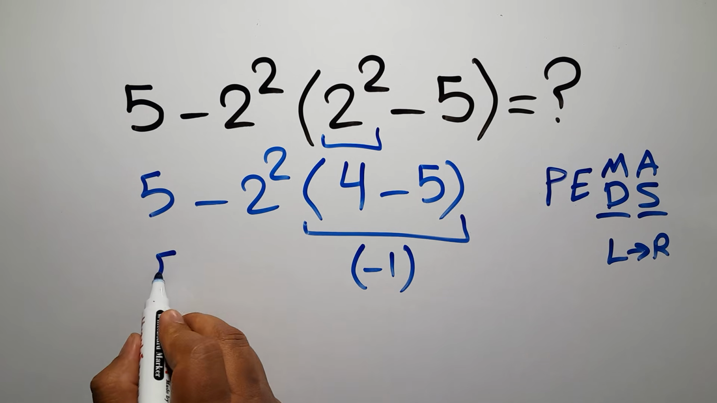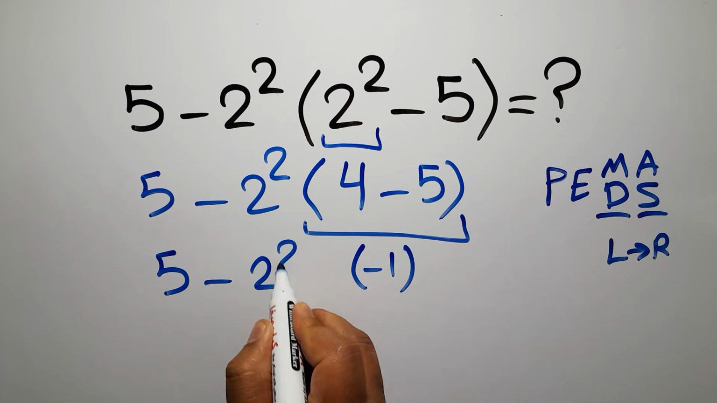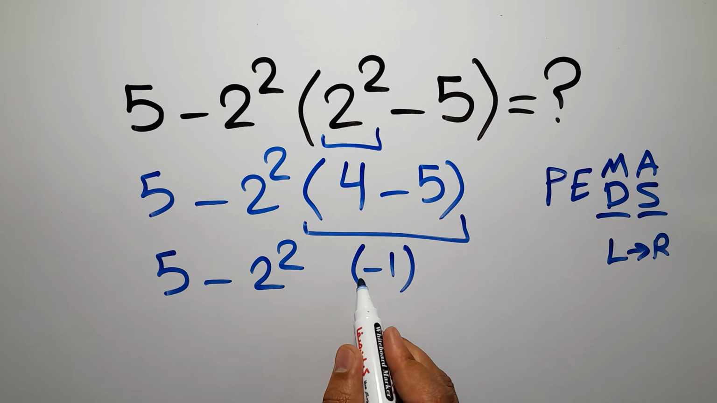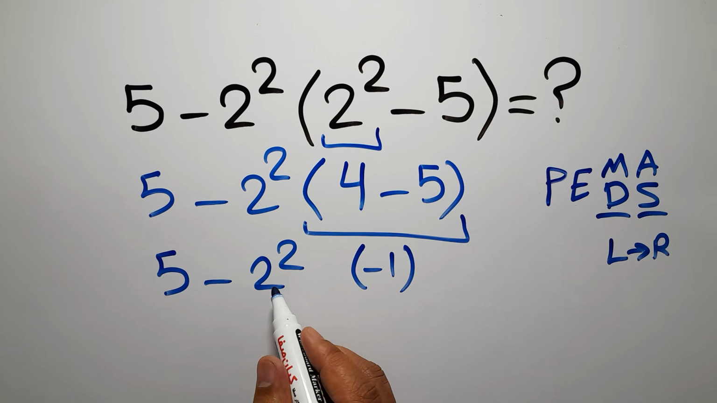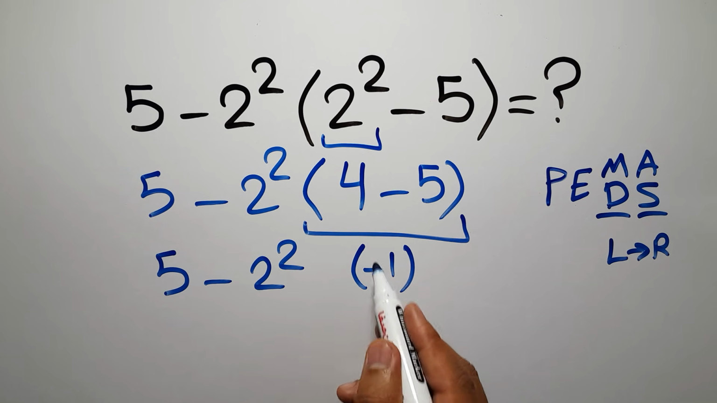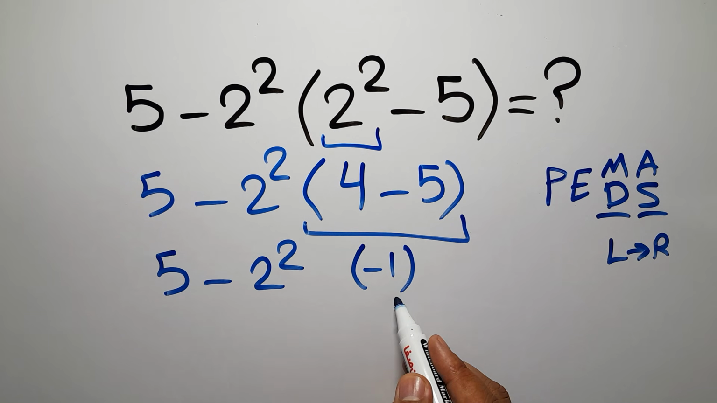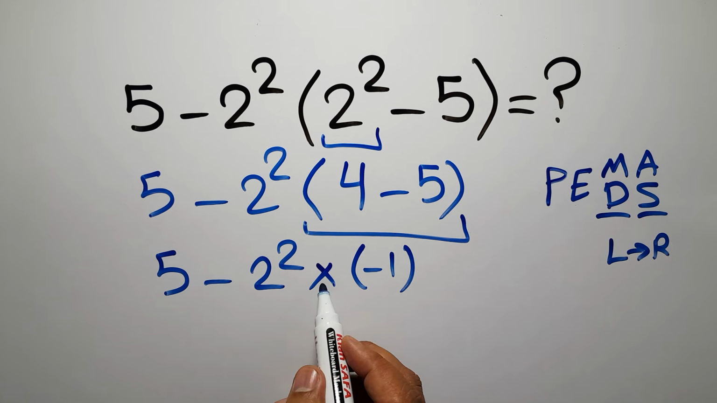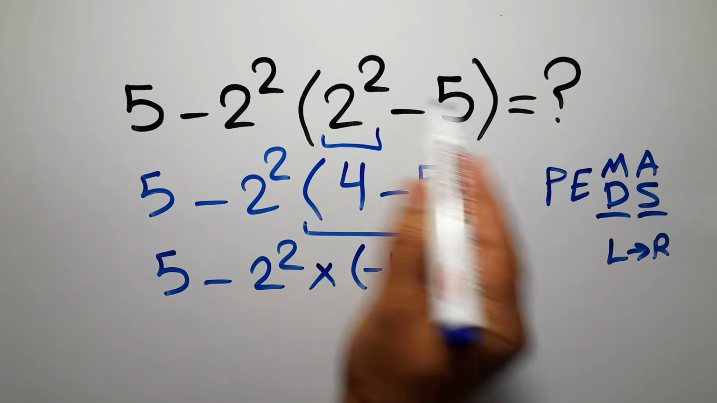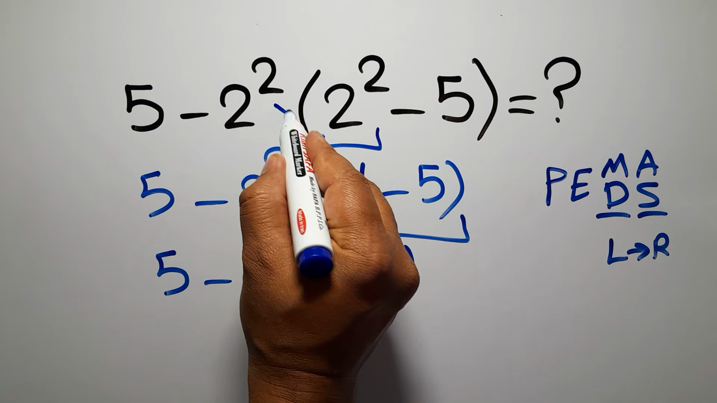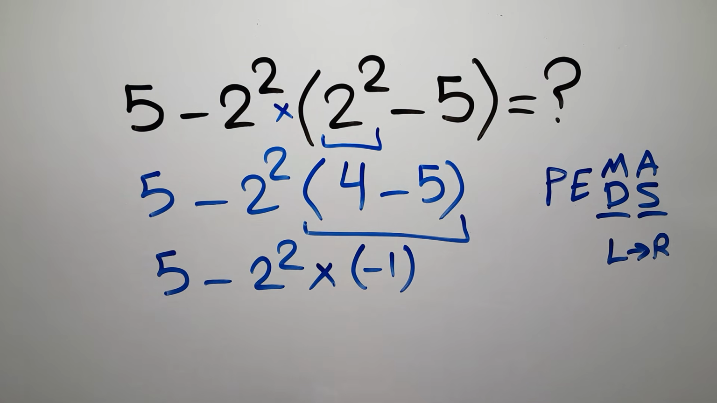Okay, so we have 5 minus 2 squared times minus 1. We need to pay attention that in mathematics, when a number is placed next to parentheses, it means multiplication. And we usually don't write the multiplication sign for brevity. So here we have a multiplication. Okay, so 5 minus 2 squared times minus 1.